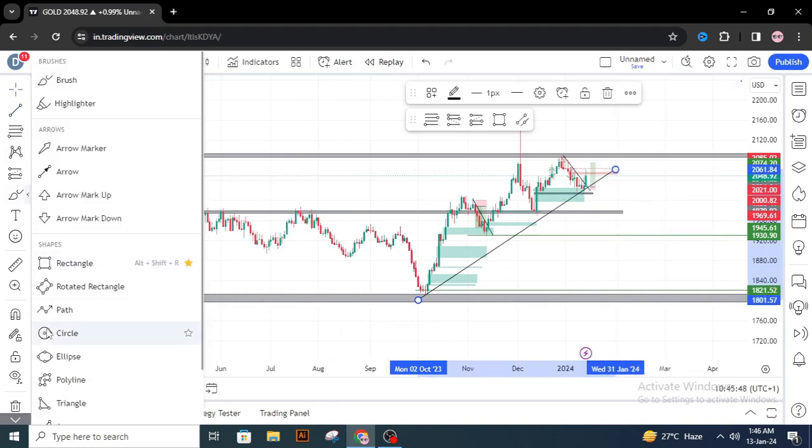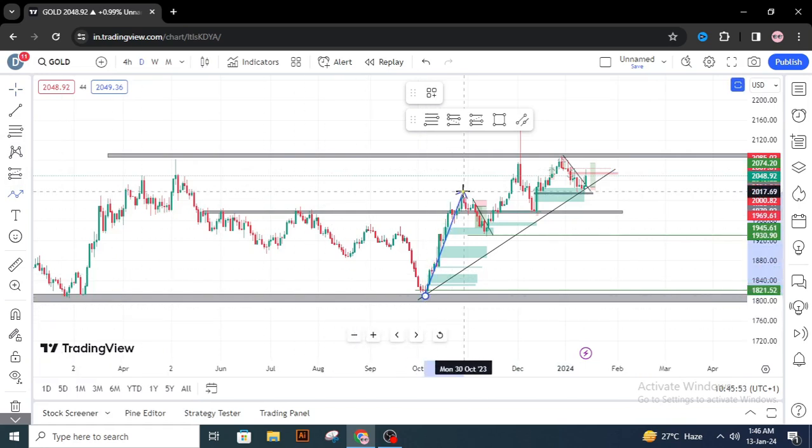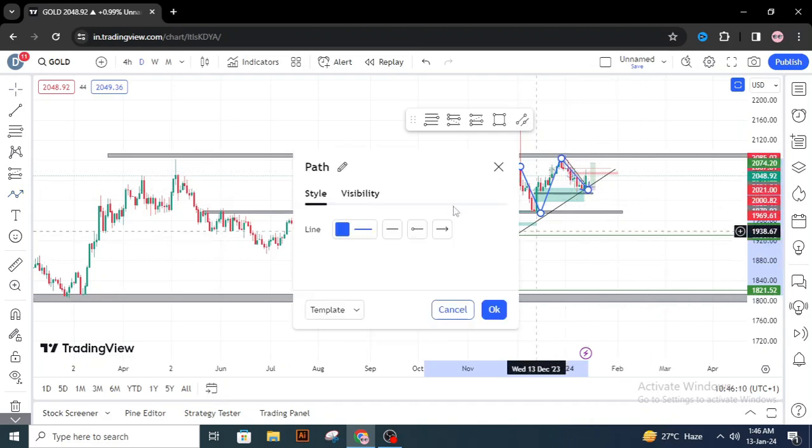If you let me use this tool, move here, you can see higher high, higher low, higher high. But here it fails. It makes a kind of double top and then comes down. Yeah, so this is what you want to be looking at.